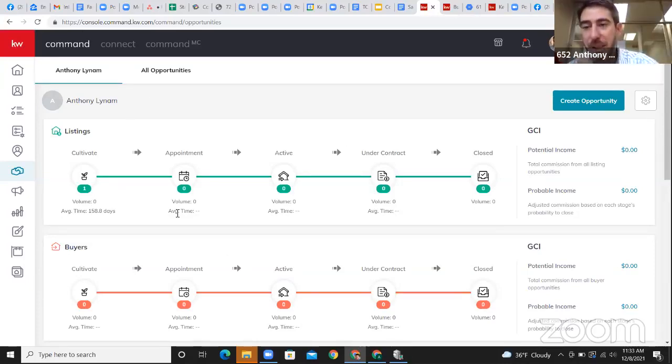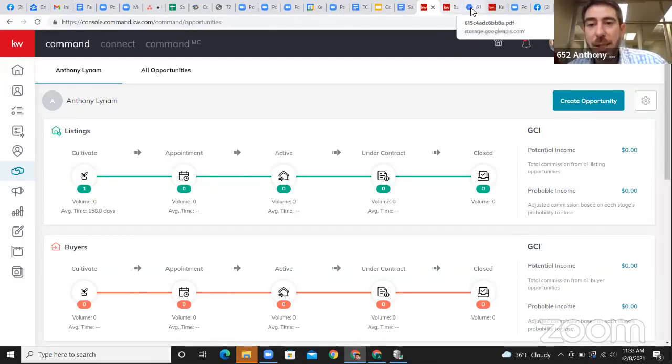Mine are going to show zeros because I don't work with clients, but you can put your goals in and it'll show you how many people you need to have in your cultivate feed, contacts, how many appointments, how many active clients under contract, there's your buy and list side.